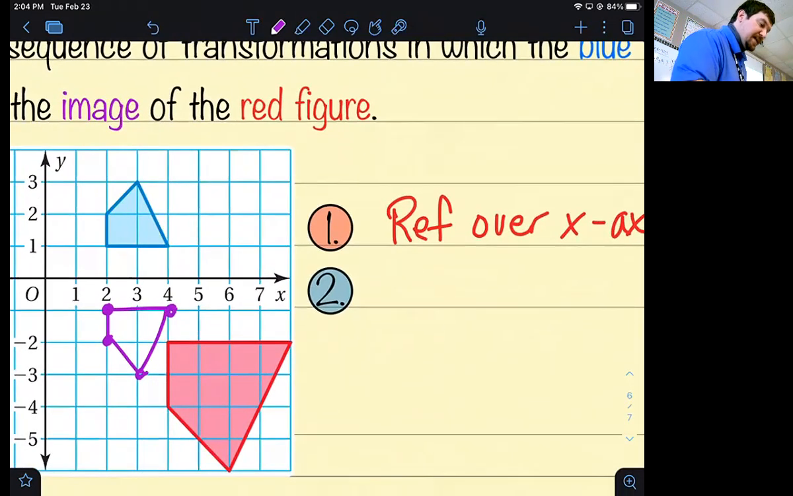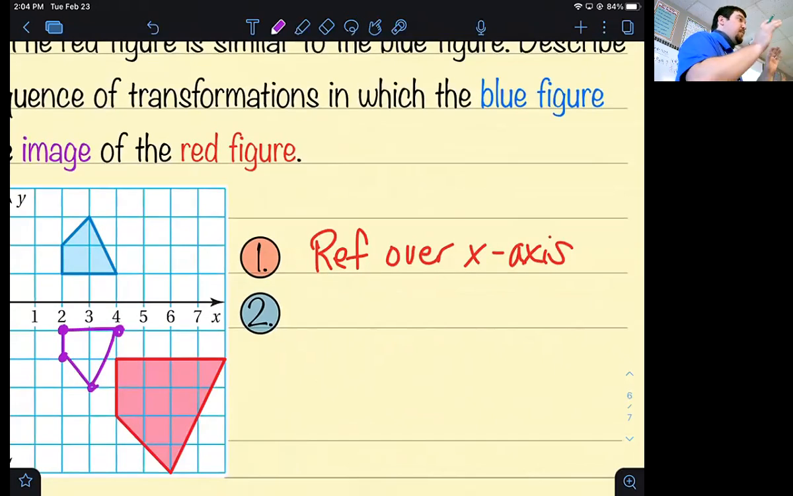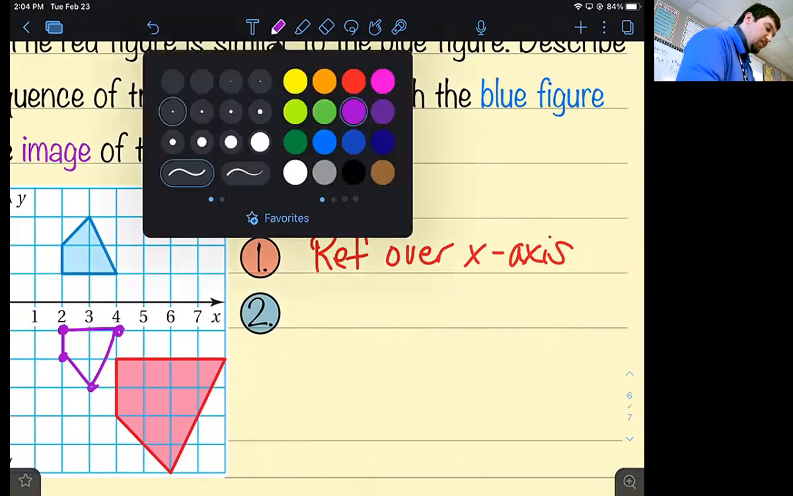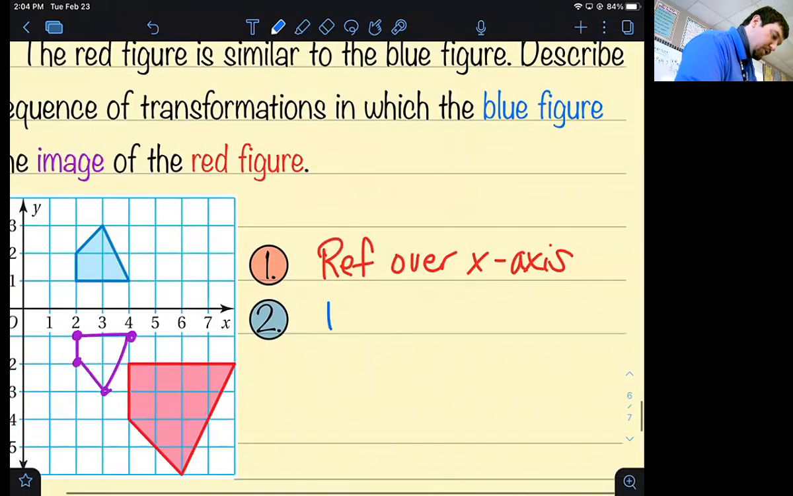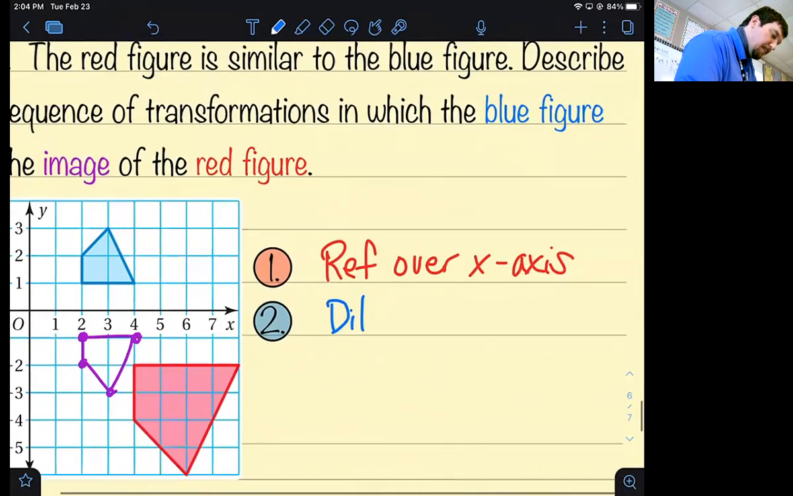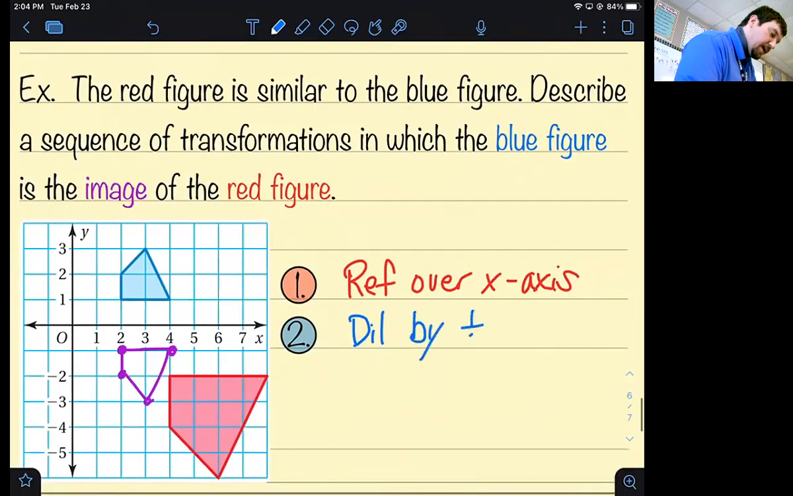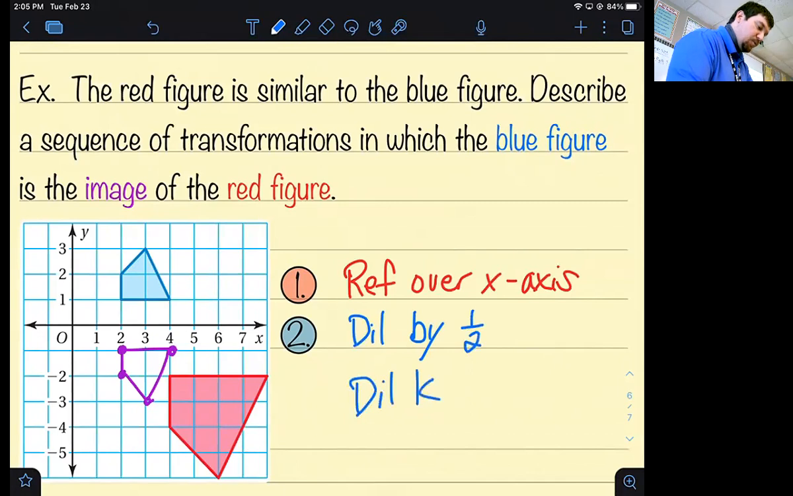And so the way I write that, because remember, we have to be specific, we can't just say it was dilated, but we would say that it was dilated by 1/2, or you can abbreviate that. Or you could say dilated K equals 1/2. There's multiple ways you could show me, as long as I know you use that word dilation, or at least the abbreviation for the word dilation, and then what the scale factor was.